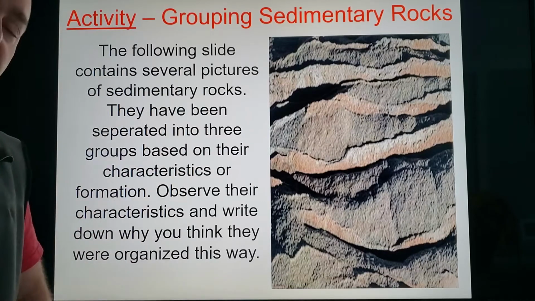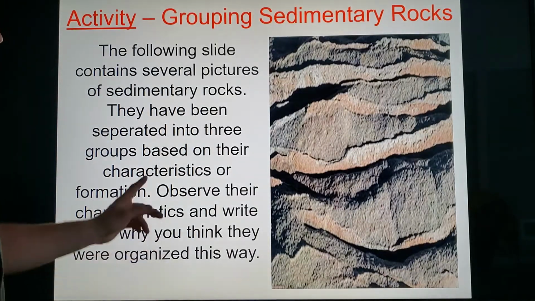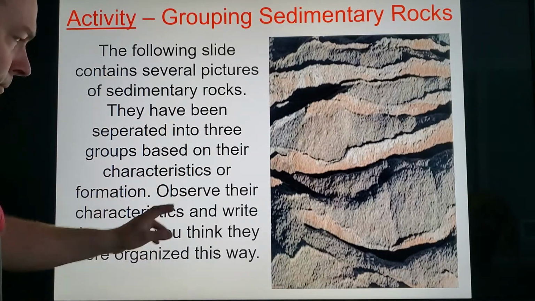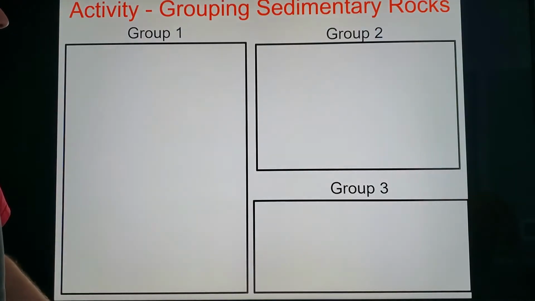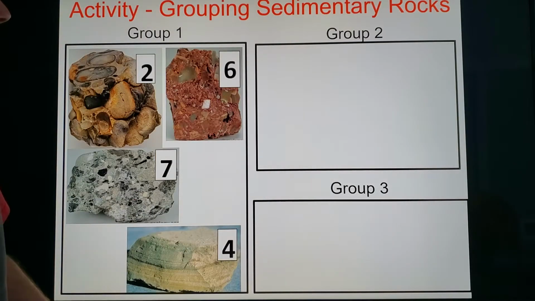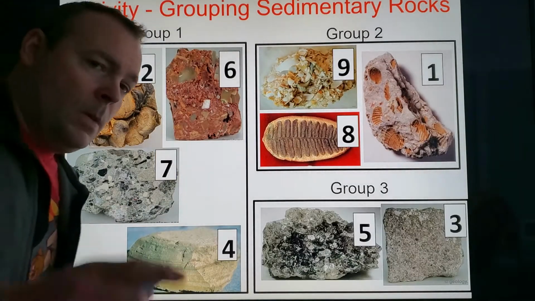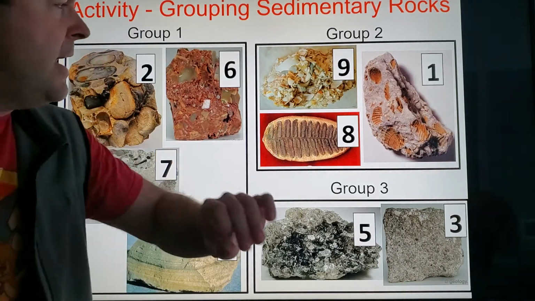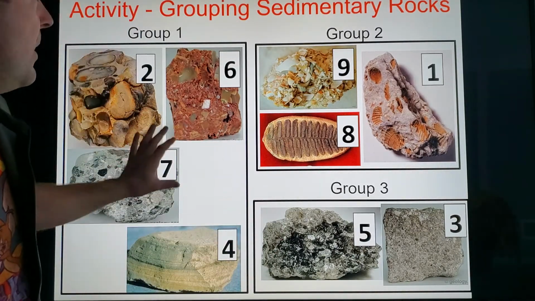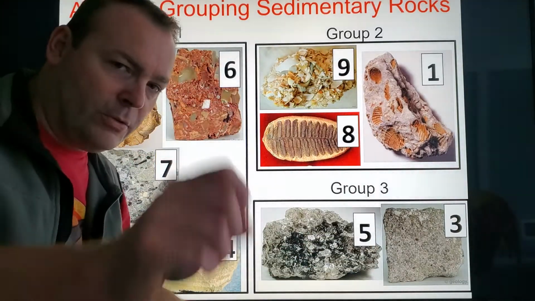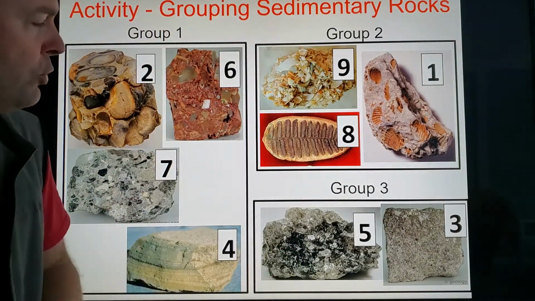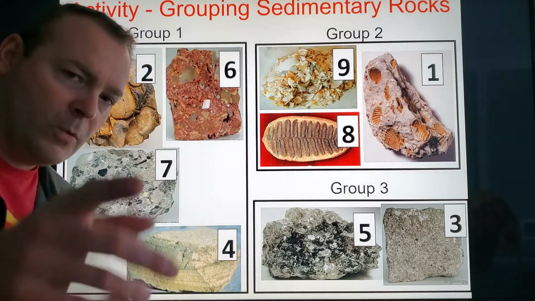They've been separated into 3 different groups based on their characteristics or formation. Observe their characteristics and write down why you think they were organized this way. So these are the 3 groups. Okay. Hit pause, just jot down real quickly why you think these rocks were put here in group 1. Same for group 2 and group 3. Just a quick note of what you observed and why you think they were there. Okay, hit pause, take a minute.